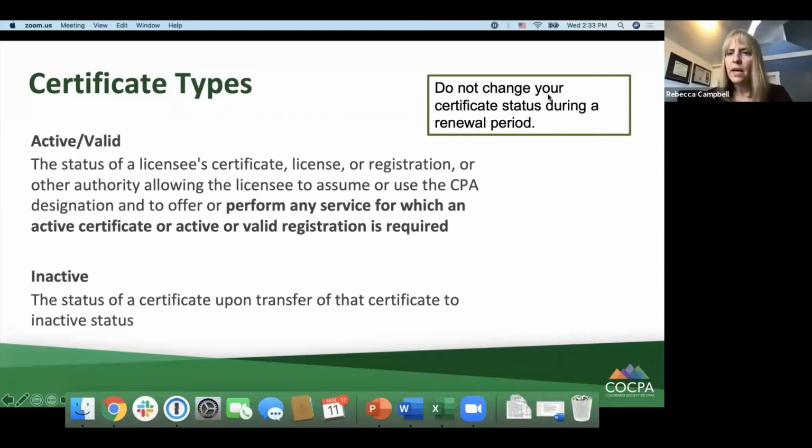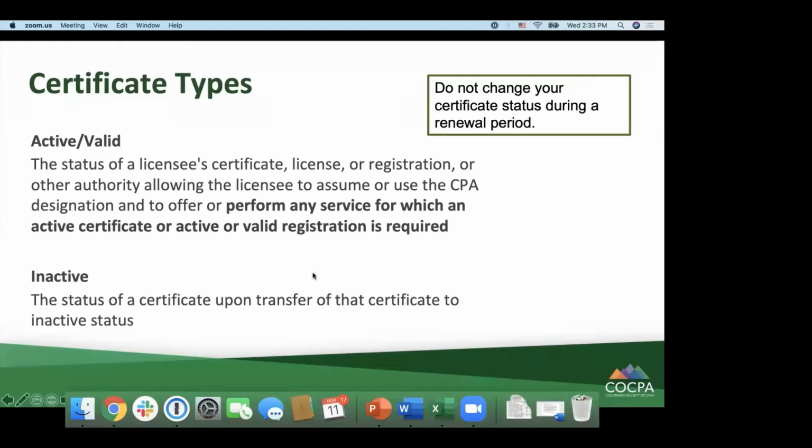Now, for the second session, hopefully this works the first time. Bill, can you see my screen? Does it say certificate types? Oops, I was muted. Yes. Okay, great. All right.